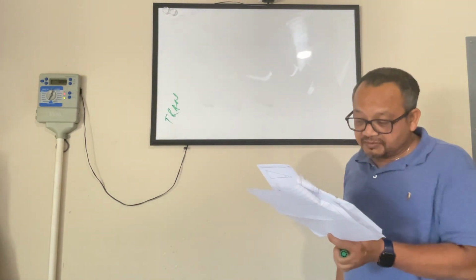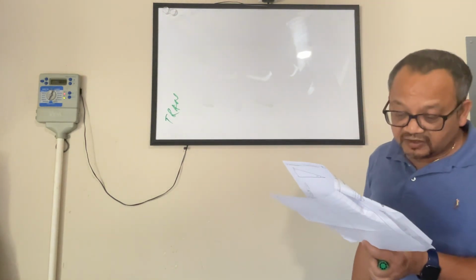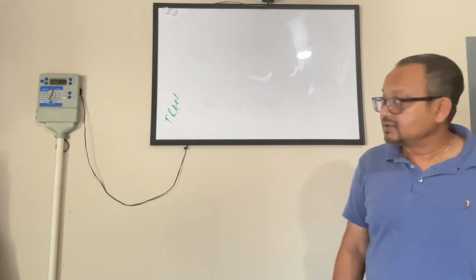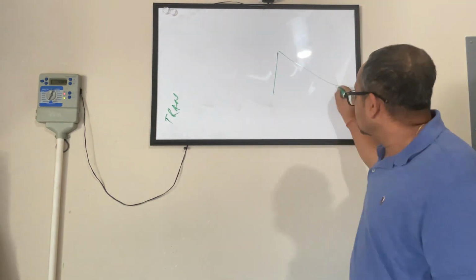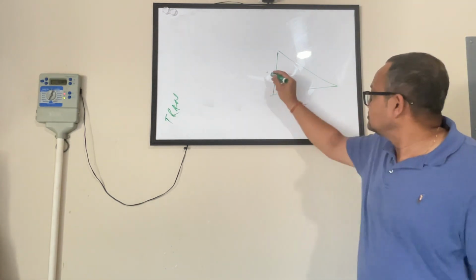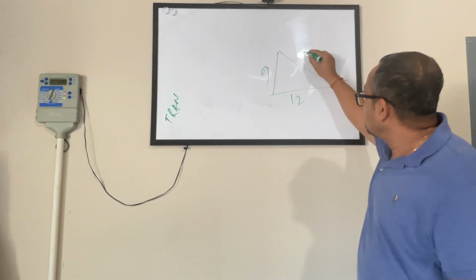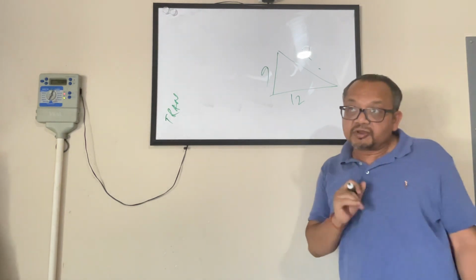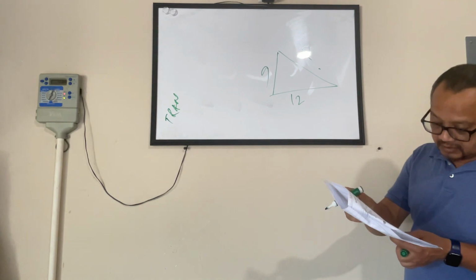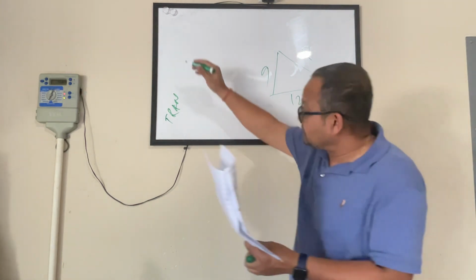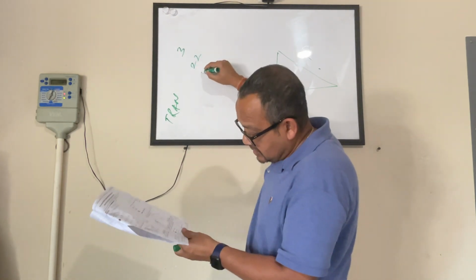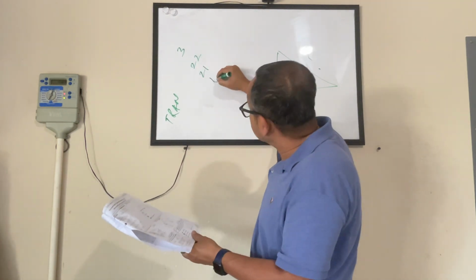Which of the following can be the measure of the third side of a triangle if the other two sides measure 9 inches and 12 inches? Okay? Let's say this is a triangle. One is 9 inches, one is 12 inches. Maybe this is 9, this is 12. What is the measure of this one? Now the question is, the options that we have are 3 inches, 22 inches, 21 inches and 13 inches.